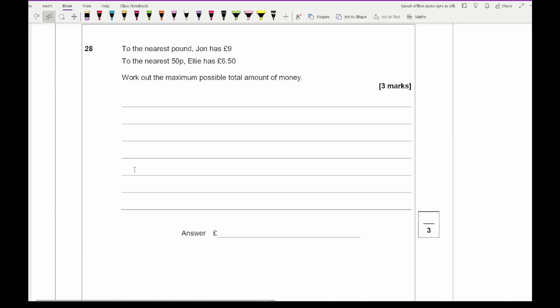Then for question 28, which is our last question, it says to the nearest pound, John has 9 pounds. To the nearest 50 pence, Ellie has £6.50. Work out the maximum possible total amount of money. So looking at John, well, again, to the nearest pound, if I halve that by 2, I get 50 pence. So that's going to be £8.50 to £9.50. And if I just write M, and that could be equal to that. Now, in terms of the greatest amount, because it can't equal £9.50, it's going to be £9.49. So that's the maximum number.